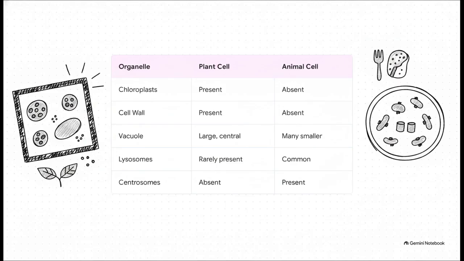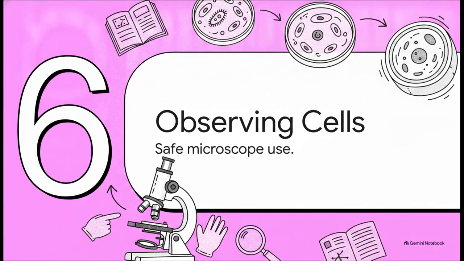Animal cells, however, rely heavily on lysosomes. Because animals actually take in and eat complex food, they need those lysosome enzymes to digest it. Animal cells also have centrosomes to help with cell division, which plant cells manage to do without. And finally, part 6, observing cells in action. Let's talk about safely using a microscope in the lab.